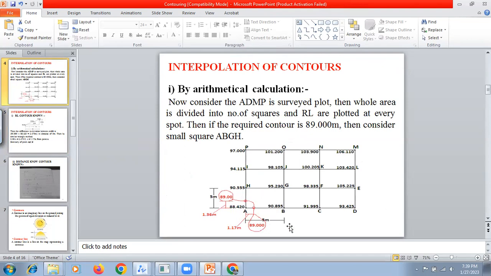After this 89, the next contour interval you can decide. Either you can take 89.5, you can take 90, you can take 91.5, whatever it is. And the same process you have to follow. For example, you have taken 90.5. Again 90.5 will be somewhere here in this direction, and like that you can connect the contour plan.